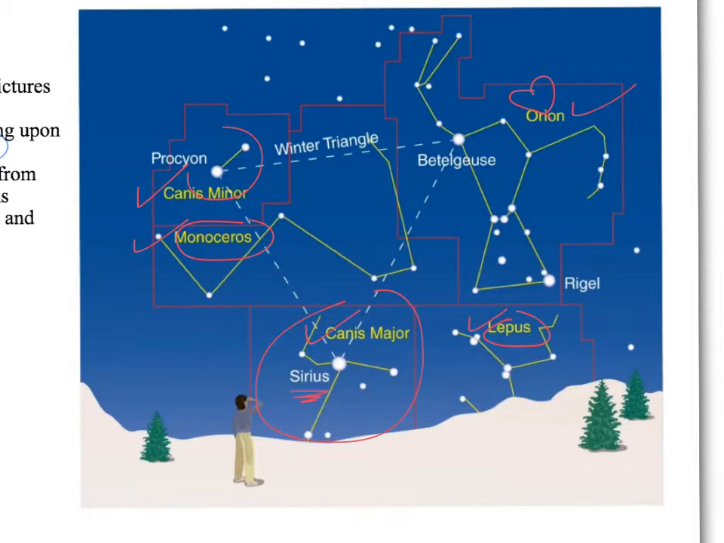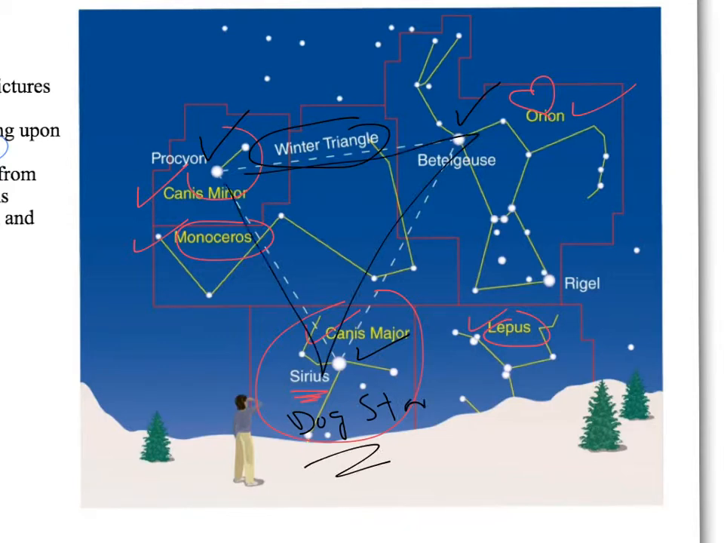Another little bit about this figure. Notice that we have the winter triangle marked out. The winter triangle is actually three stars from three different constellations. So we have Betelgeuse from Orion, Procyon from Canis Minor, and then we have the dog star, Sirius, from Canis Major, and together they make up what's called the winter triangle. And no, the winter triangle is not up right now, as I am recording this in the fall of 2015.